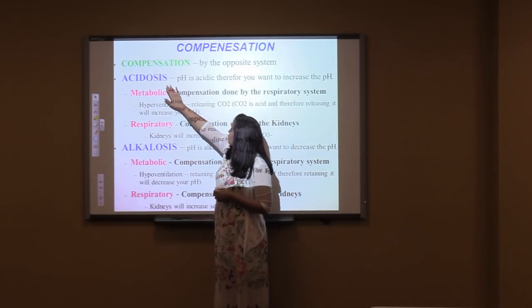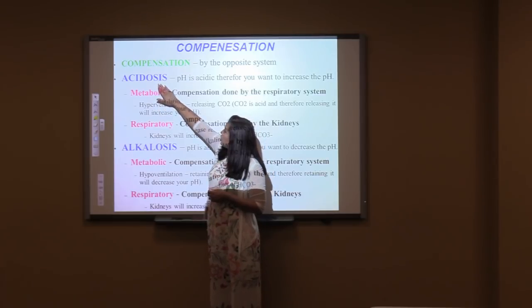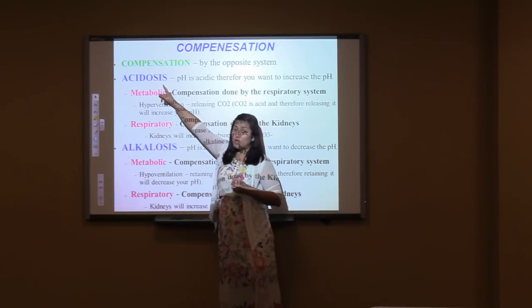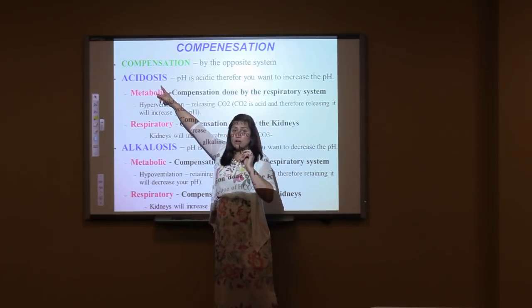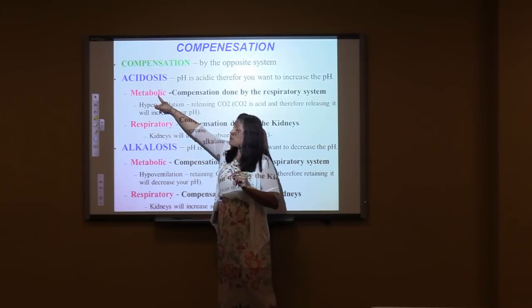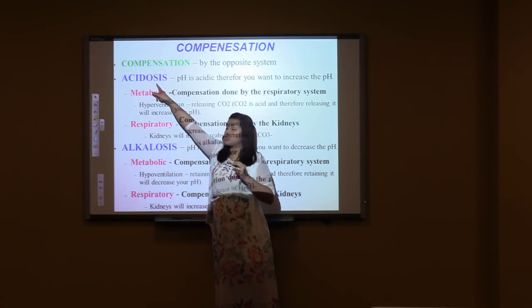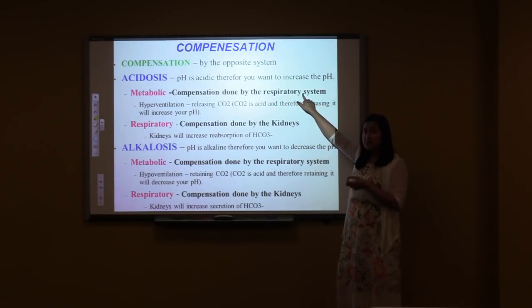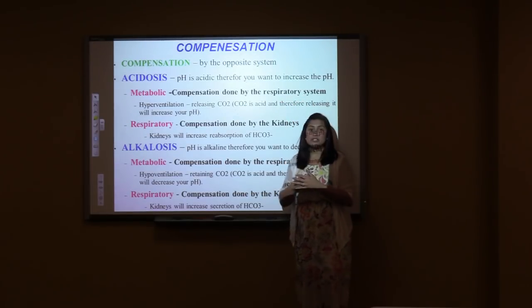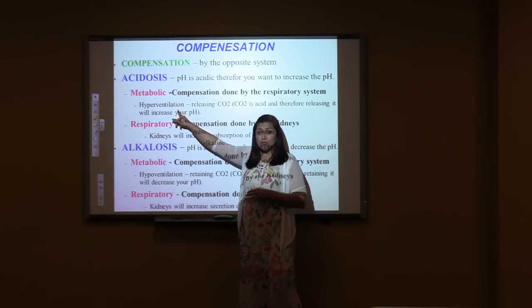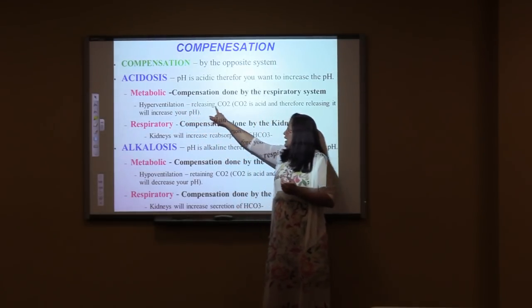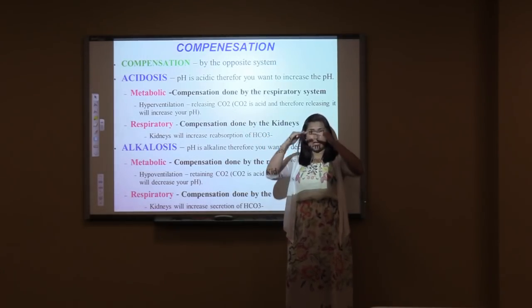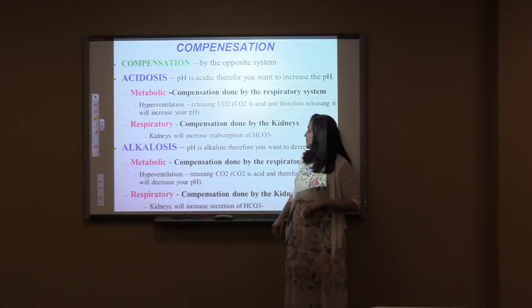If you have metabolic acidosis, so if that is your problem, that's your cause, your metabolic system is causing you to develop acidosis, then compensation is done by the respiratory system. As I said, the opposite system. How will your respiratory system compensate? It will hyperventilate. And when it hyperventilates, it releases CO2. Because now you're releasing your CO2, your pH comes back down. Okay?